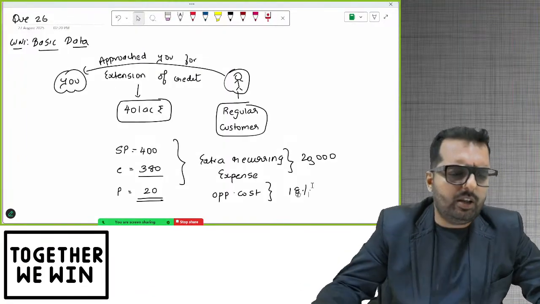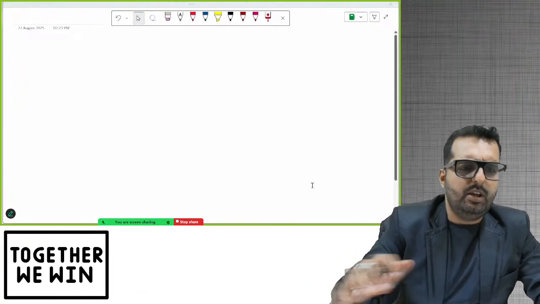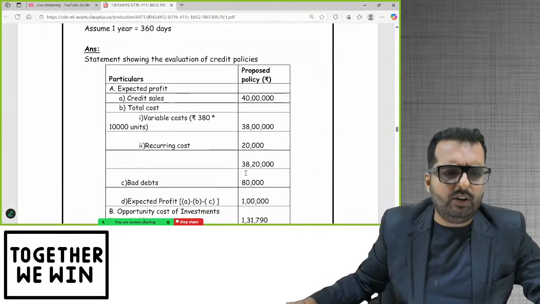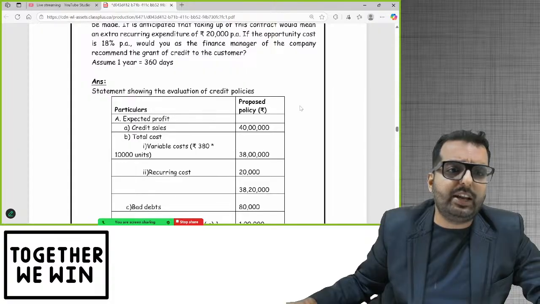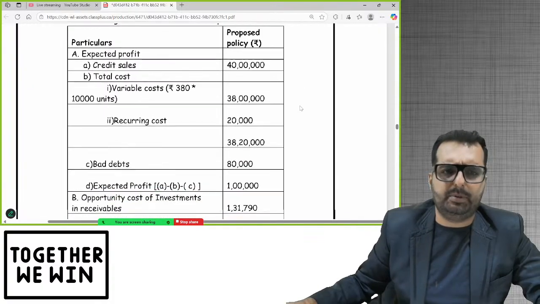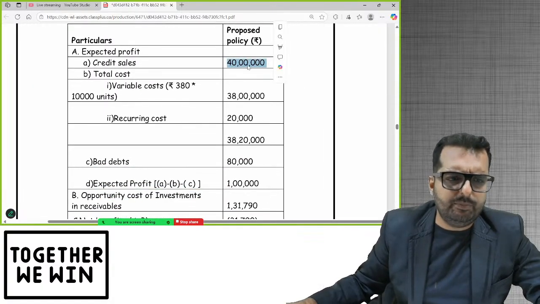All right, friends, are you all done writing till here in your books now? Okay. So now, once you are done writing till here, first we'll try to find out what is the profit of the company. So credit sales is given, that is 40 lakh.